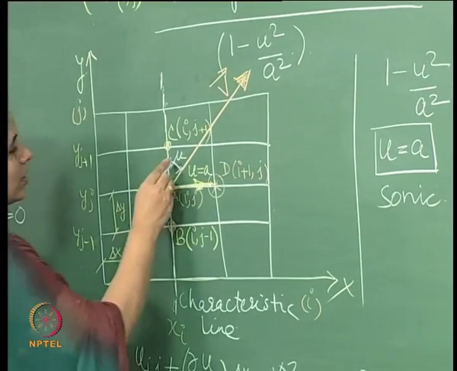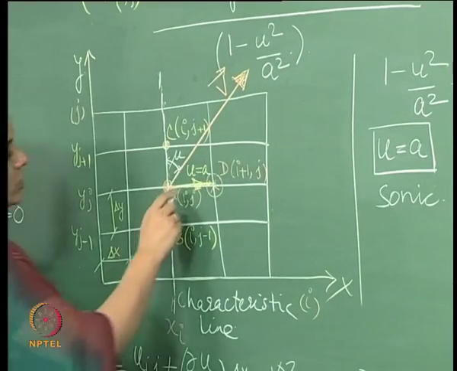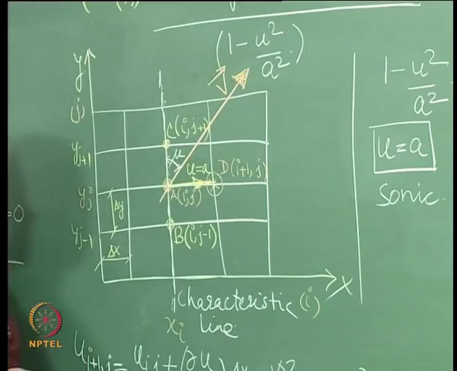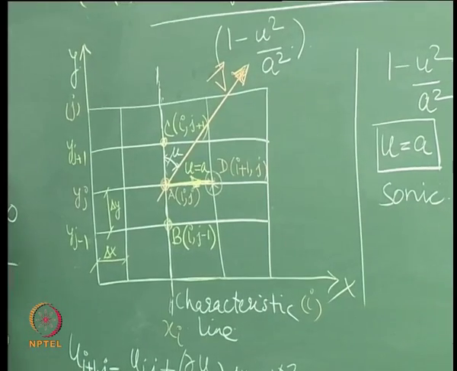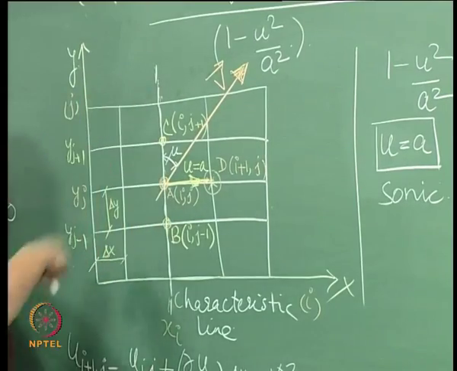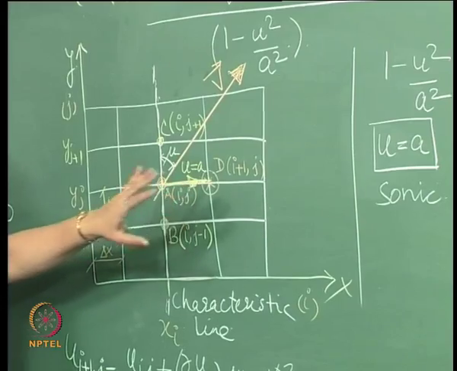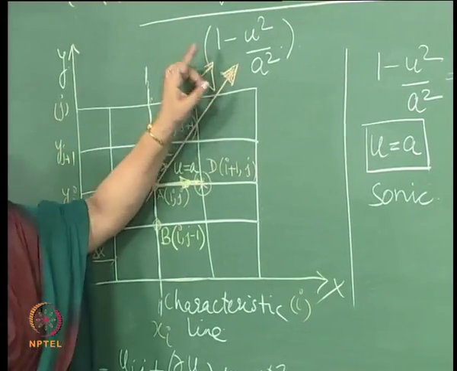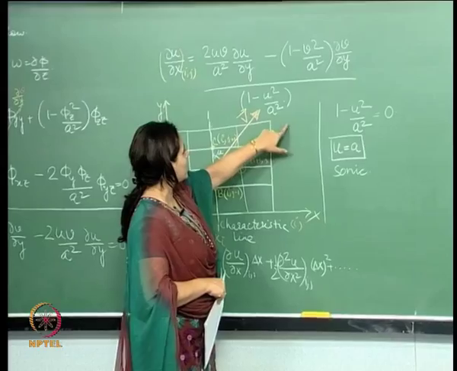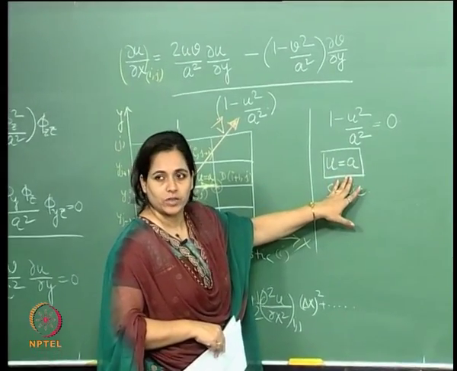So, it makes a certain angle mu in such a way that the u component is sonic, and therefore the derivatives across this line are affected. Now, this is important here. We have this sonic condition only when this condition happens.